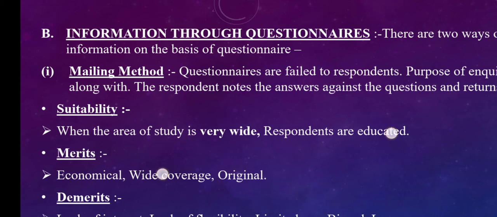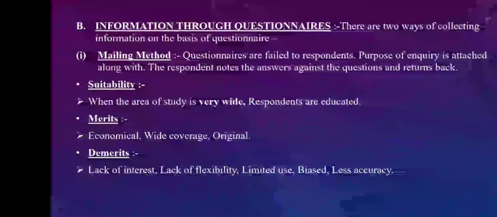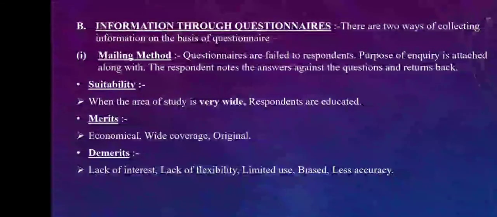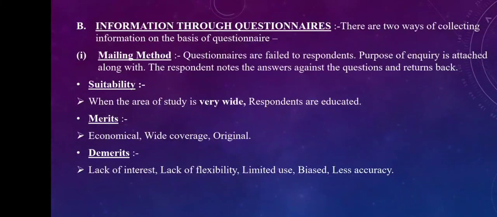So, here you can see that there are two ways of collecting information on the basis of questionnaires. Now, what does a questionnaire mean? A particular format of questions is prepared according to the requirement of the investigator. He prepares a list of questions, and that particular document is called a questionnaire, right? So under this information collection with the help of questionnaires, we again have sub methods.